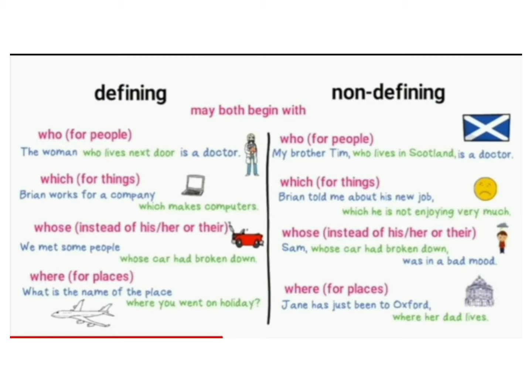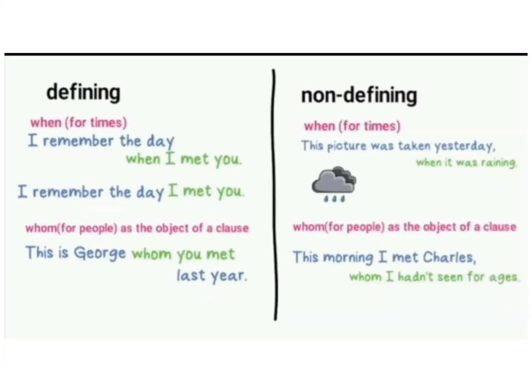When for time. I remember the day when I met you. Non-defining: The picture was taken yesterday when it was raining. I remember the day when I met you. I remember the day I met you. It's a complete sentence. It is also correct.